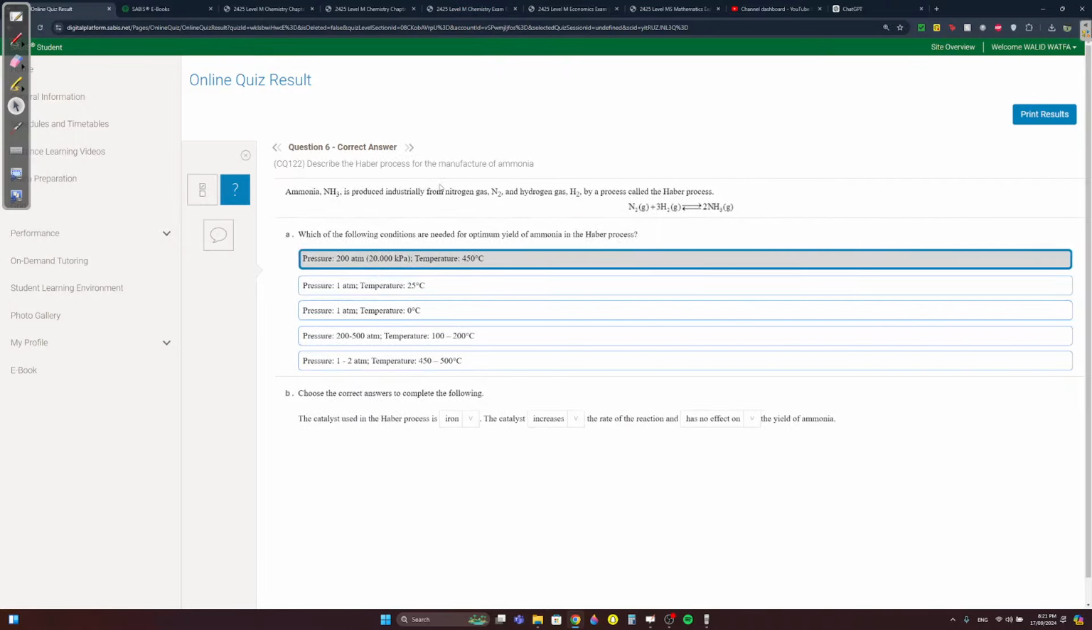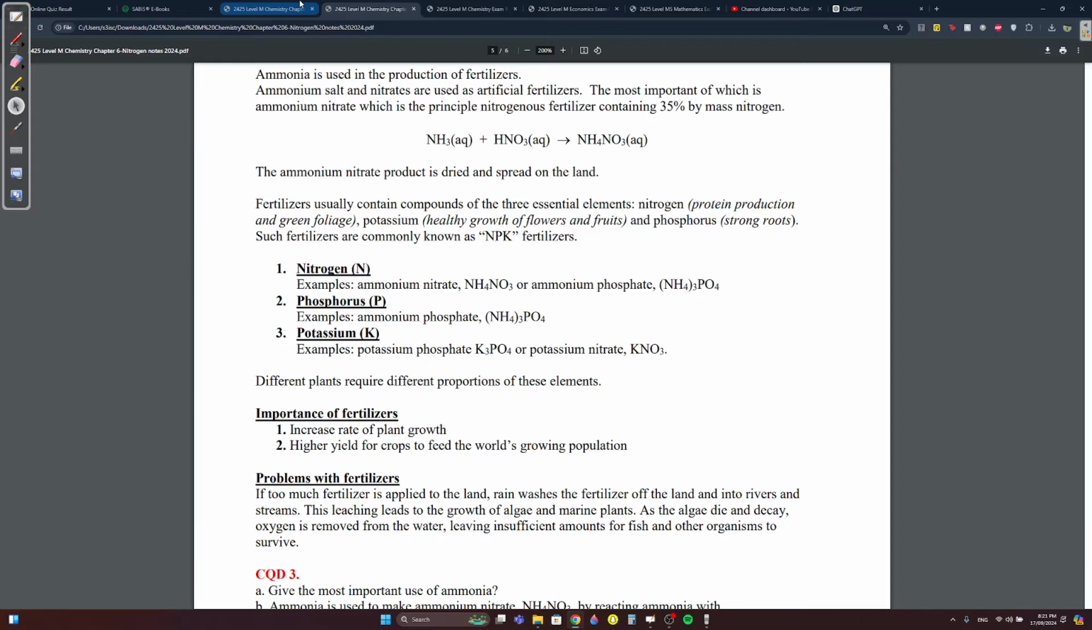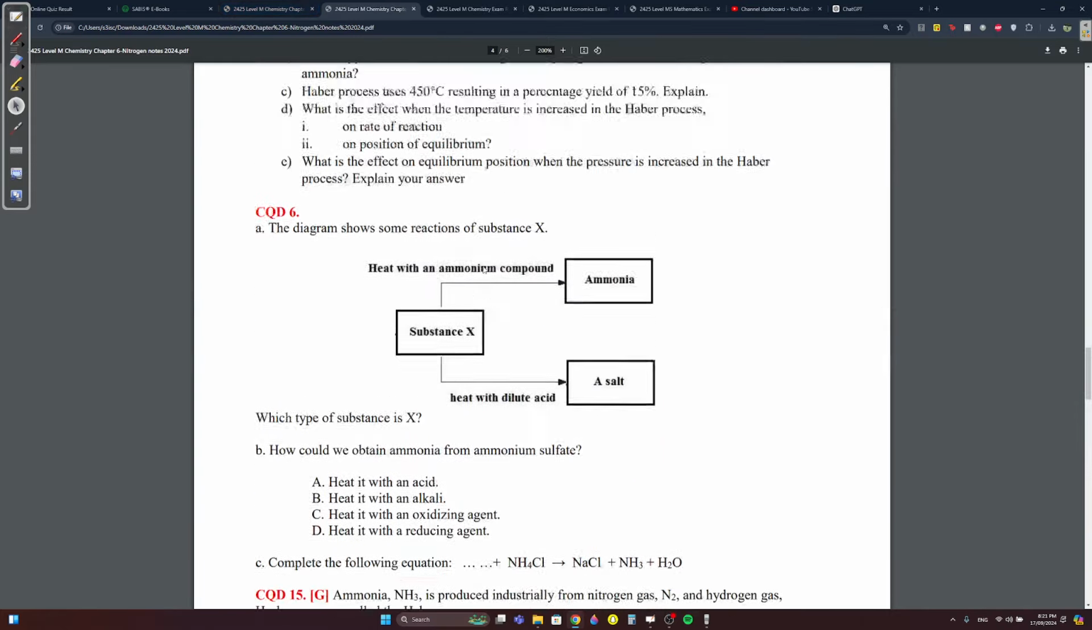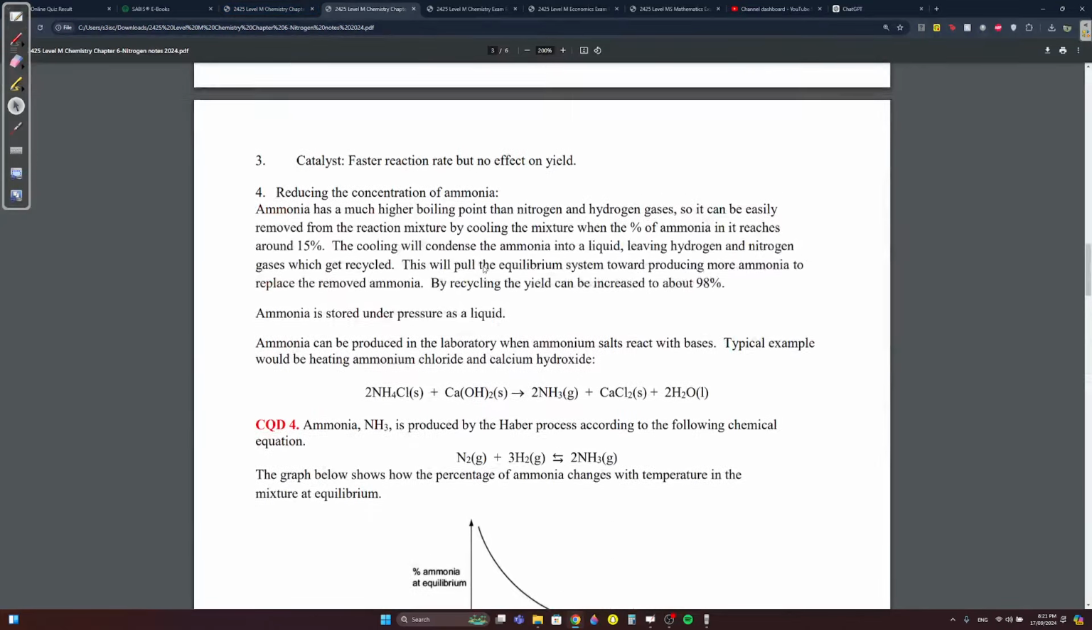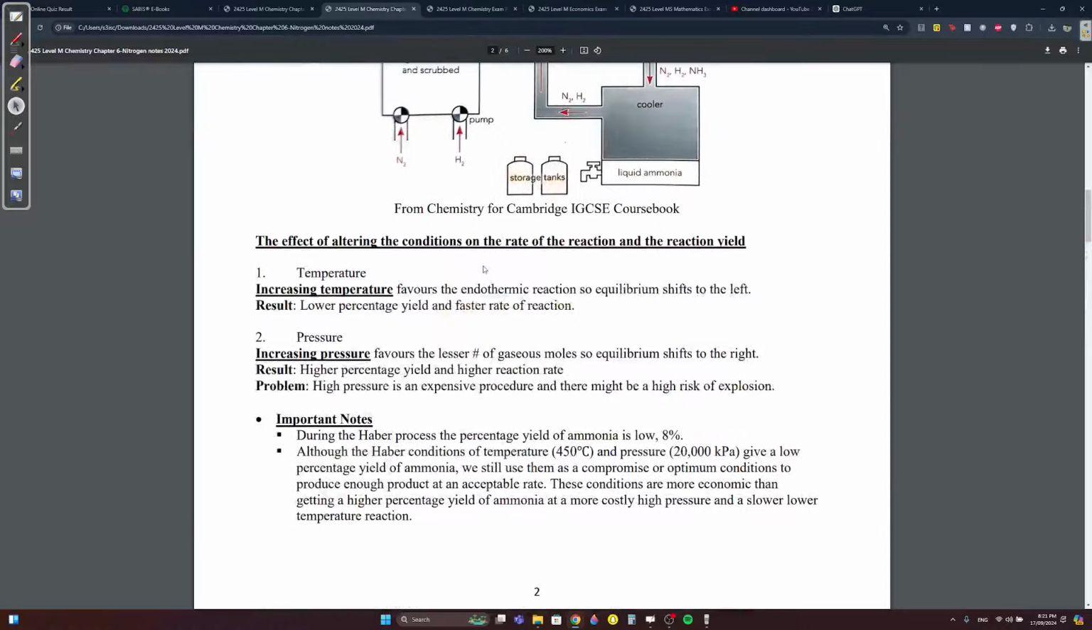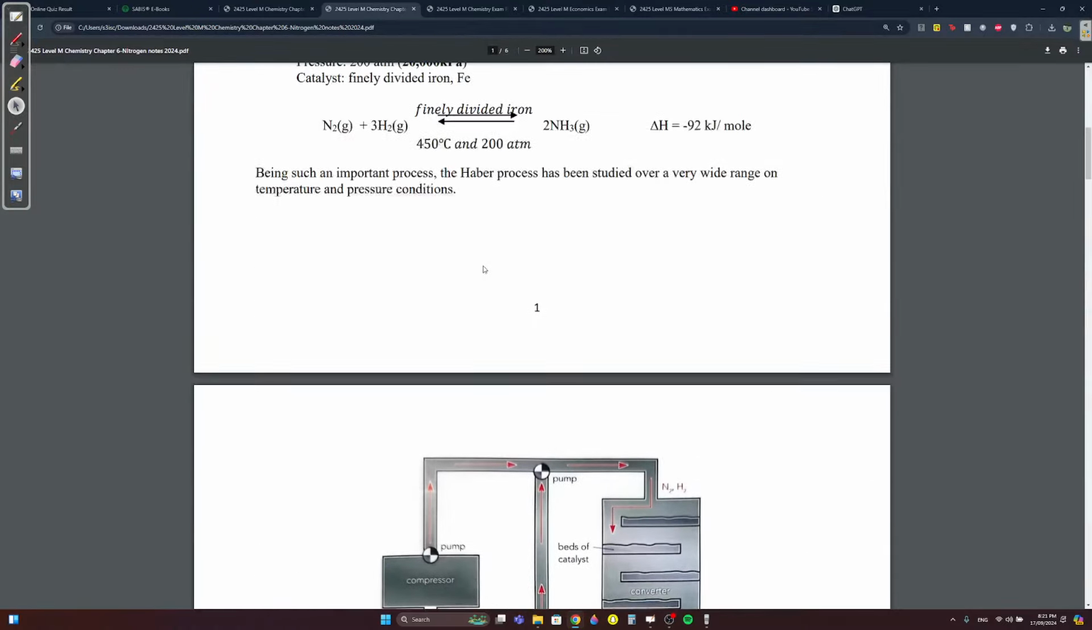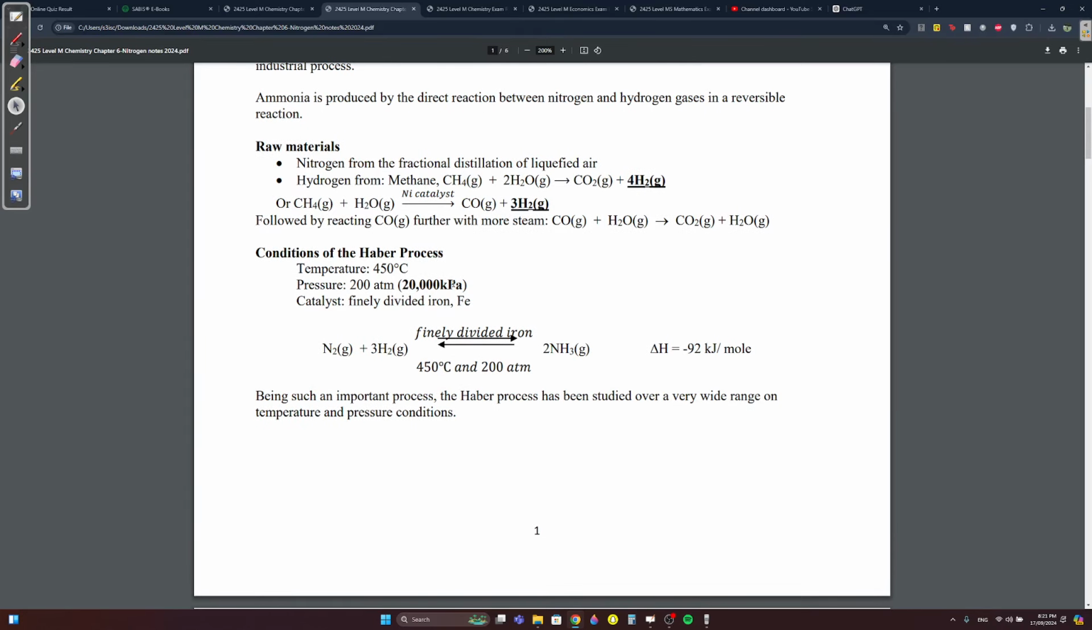Okay. Ammonia NH3 is produced industrially, in the Haber process. This is actually in the notes, somewhere. Yeah, the Haber process. This is the Haber process.